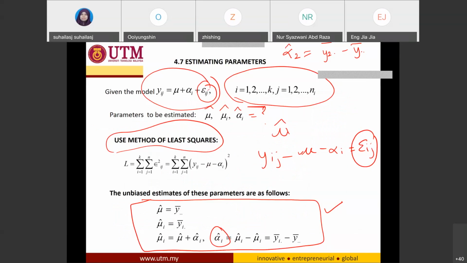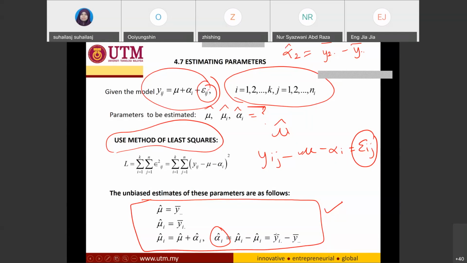Okay, so here mu hat is your grand mean. Mu i hat is just Y i dot, the mean for the first treatment. Let's say if you want to find mu 2 hat, that means the mean for your second treatment. If you want to compute your alpha, we just have this one.